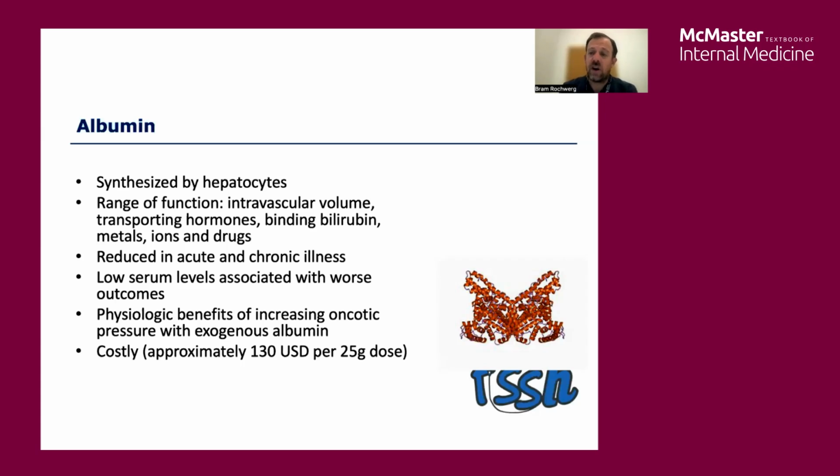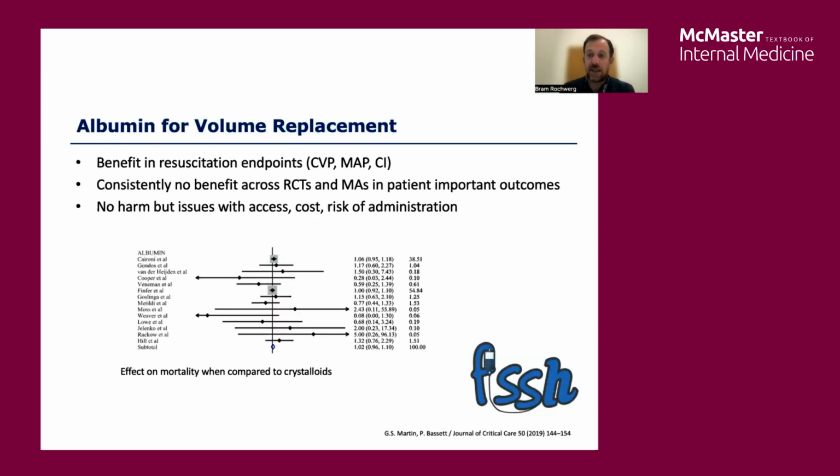Probably also important to mention is the cost associated with administering exogenous albumin. Compared to crystalloid, it is much, much more costly, approximately $130 US per 25 gram dose. There have been a number of randomized control trials that have looked at the utility of giving albumin for resuscitation in the ICU setting. And although these RCTs do show benefit in albumin in improving resuscitation endpoints, things like central venous pressure, MAP, cardiac index, none of the randomized controlled trials or meta-analysis have shown a benefit in patient-important outcomes.